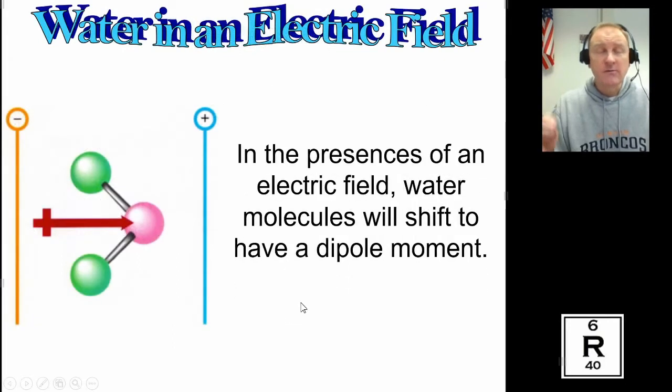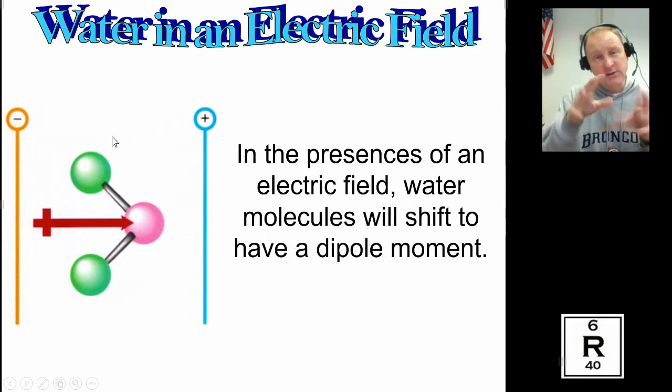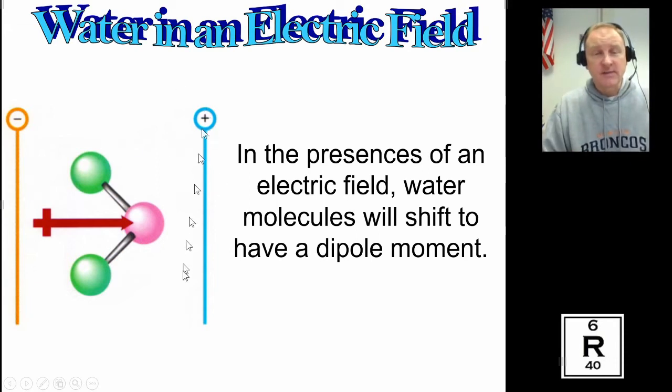So if we take a water molecule, because water is polar, it's got a partially positive and a partially negative side. If we put a water molecule in an electric field, the water molecule will shift. It will actually turn so that the oxygen side, which is partially negative, faces the positive part of the field, and the hydrogens, which are the partially positive side, will go towards the negative side of the field.